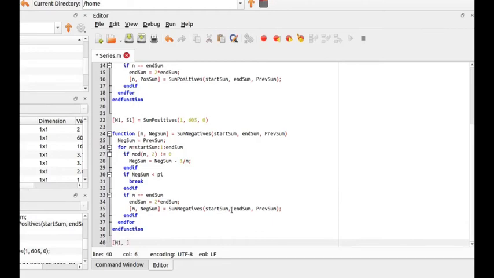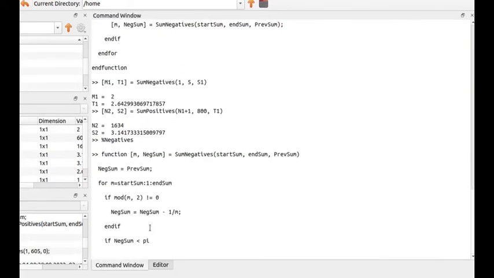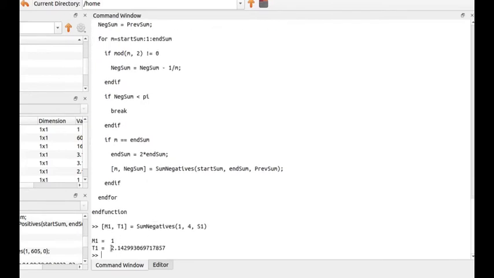We save these values in the variable m1 and t1. They're gonna be the sum of negatives, starting from 1 up to, let's say, for example, 4, and with the sum starting at s1. If you remember, t1 was the sum of s1 plus some negative numbers. So when we run the script, we get that m1 is equal to 1 and t1 is 2.14. 2.14 is smaller than pi, and this makes sense because in our series the first negative number was minus 1.